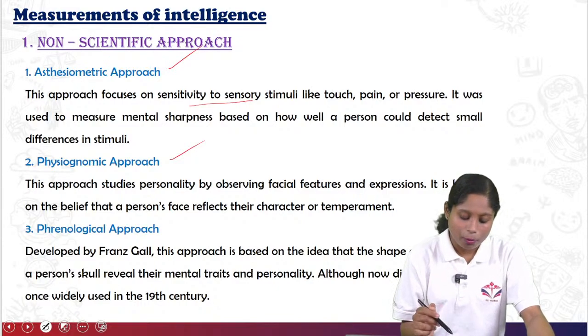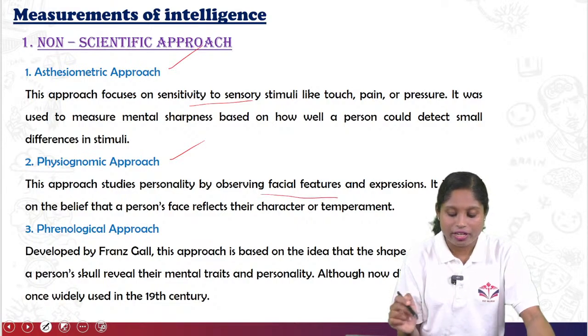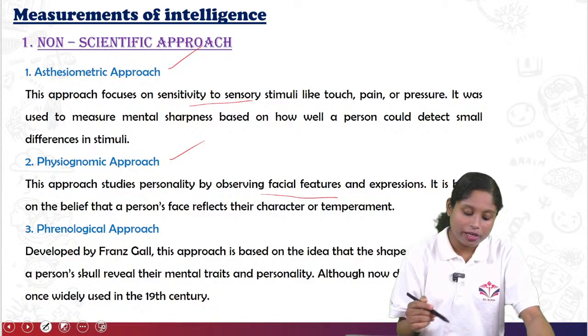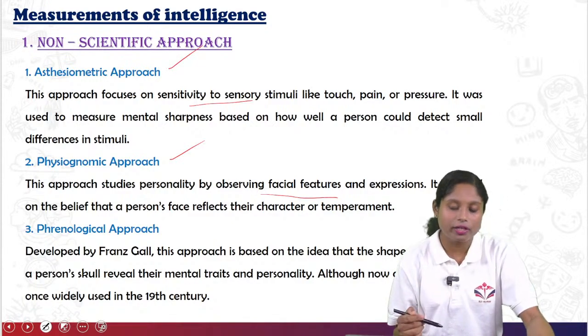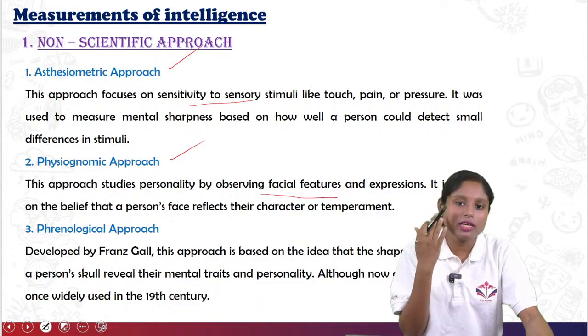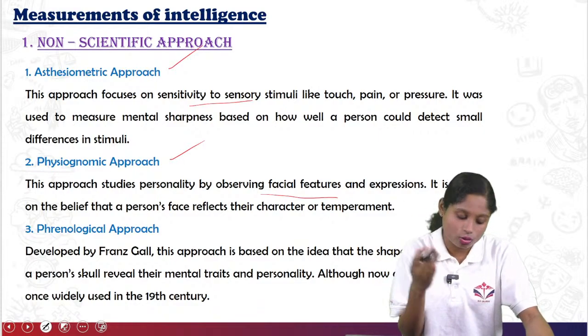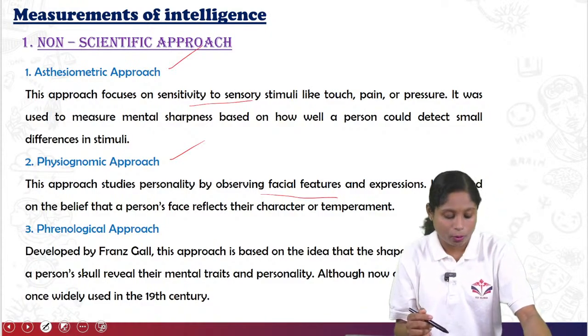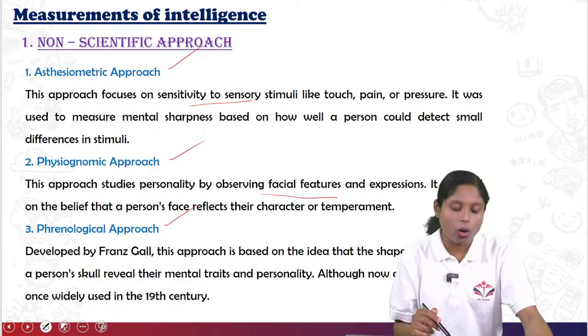Now the physiognomic approach. What is it? This approach studies personality by observing facial gestures and also facial features or expressions. It is based on the belief that a person's face reflects their character or temperament. So we will say when you see your face, you can see the character. So that is the physiognomic approach.